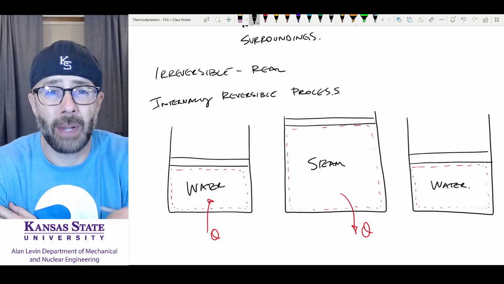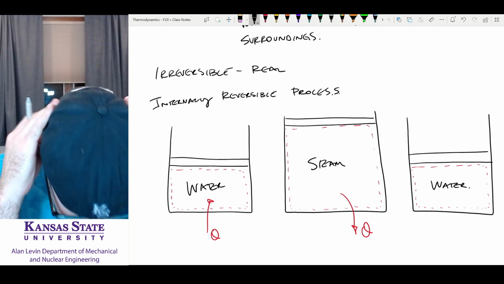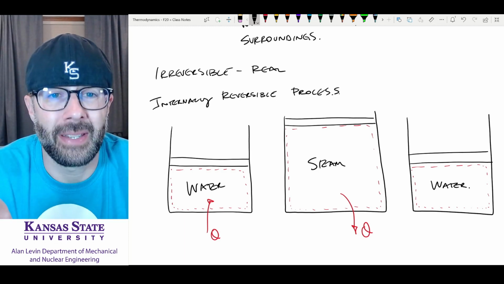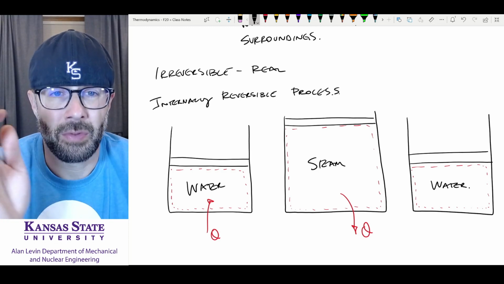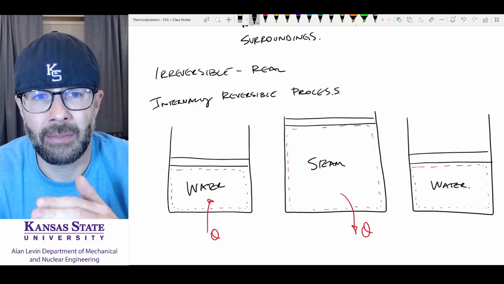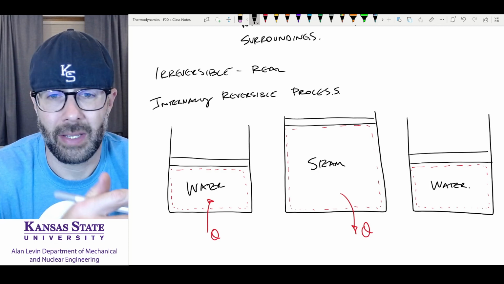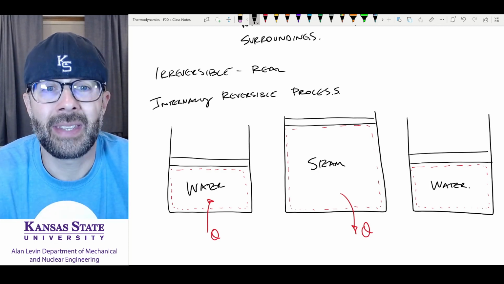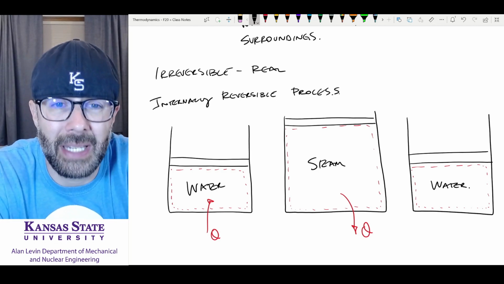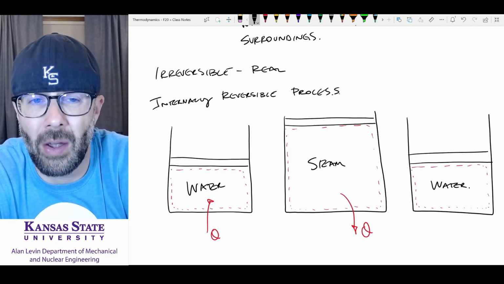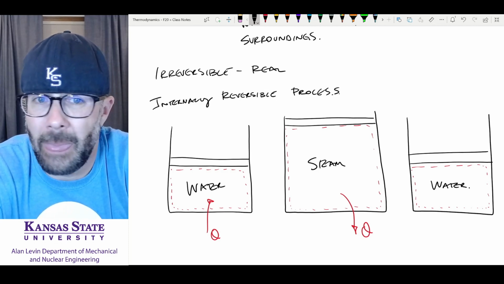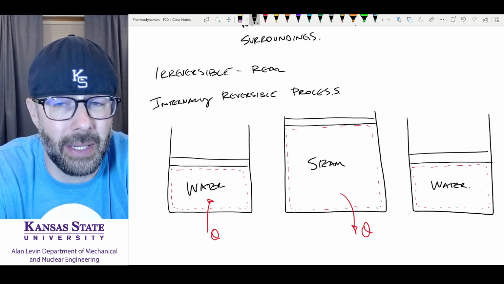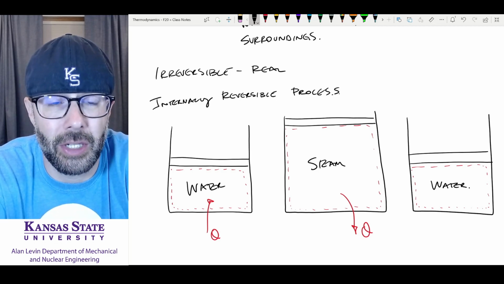So if our perspective is only internal to this piston cylinder, we see that we go from water to steam and back to water. In the process, we add heat and we remove heat and we go back to water. This is an internally reversible process. If we could see only that, it looks exactly like it is reversible. Internal to that piston cylinder, it is reversible.